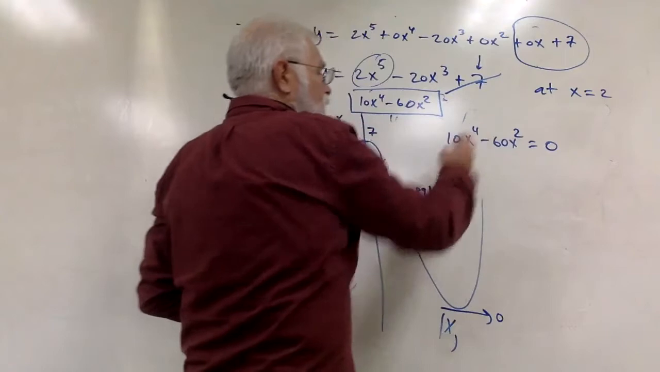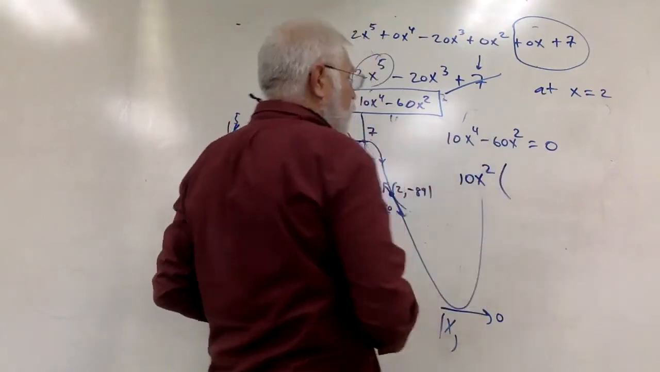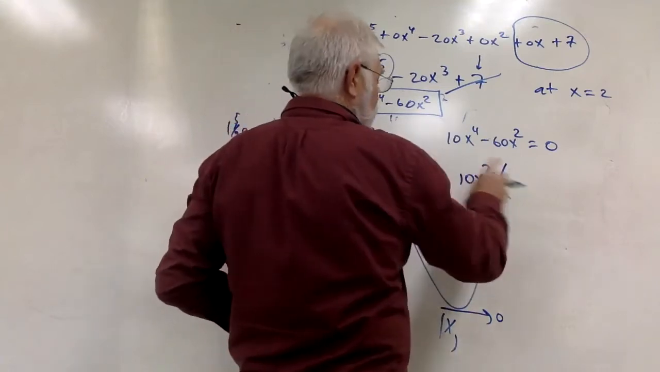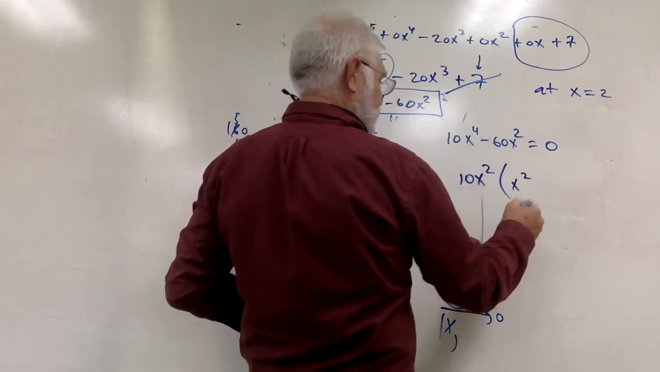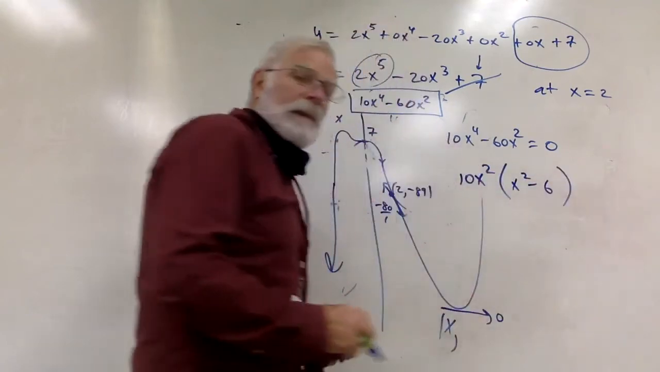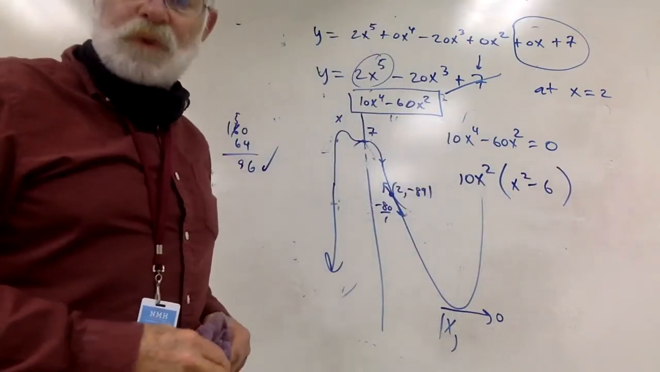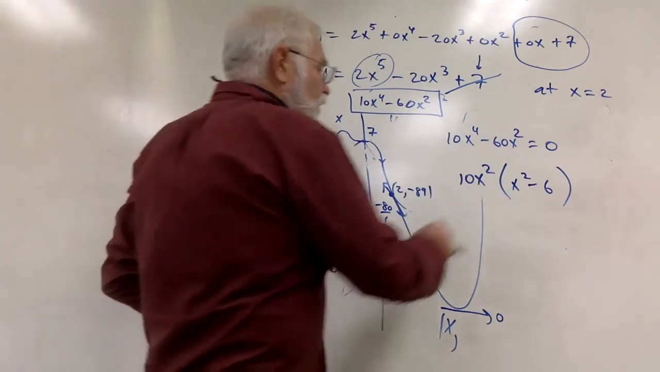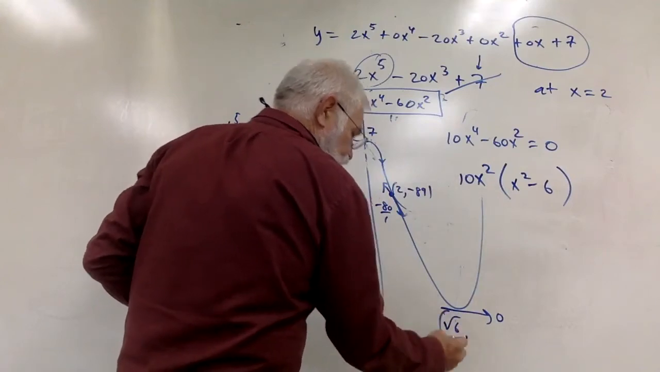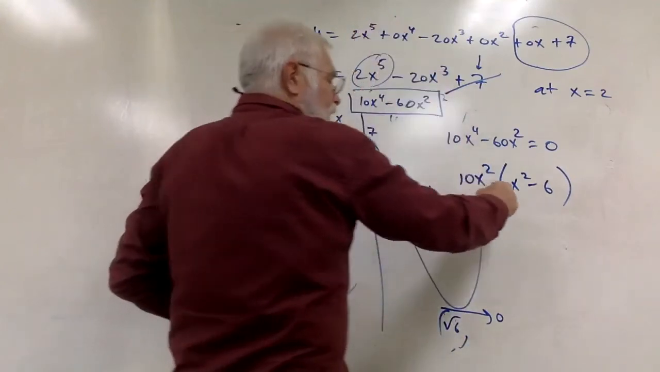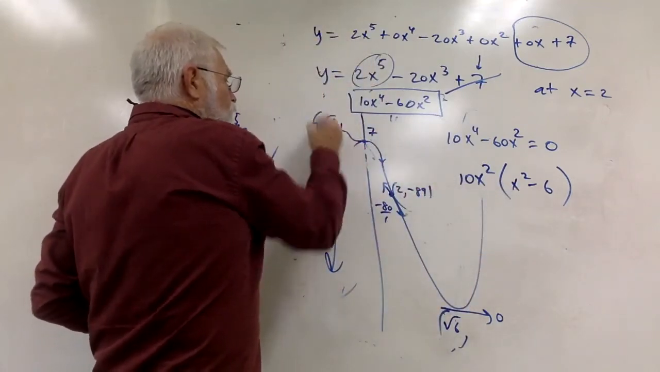All right, so how do I write this as a product? I take out what's common, 10x squared times what? Times x squared minus 6. Again, my brain is getting a little tired. That means I have 3 areas to worry about. One of them occurs at square root of 6. That's when this would start to go back up. And the other one happens at negative root 6 over here.